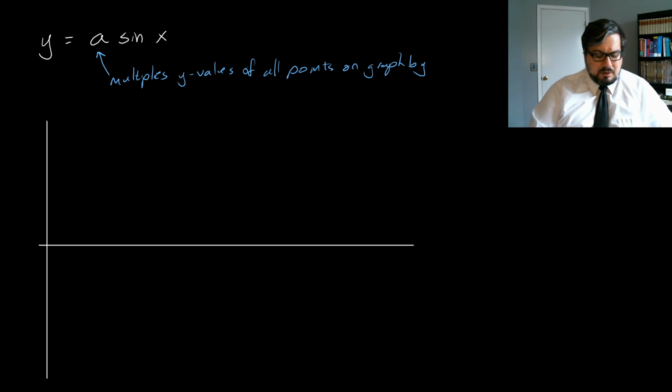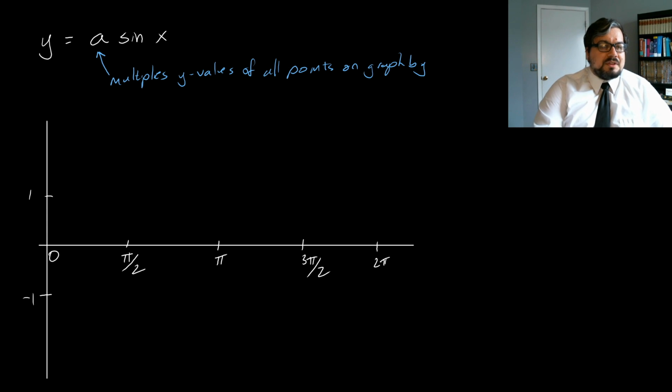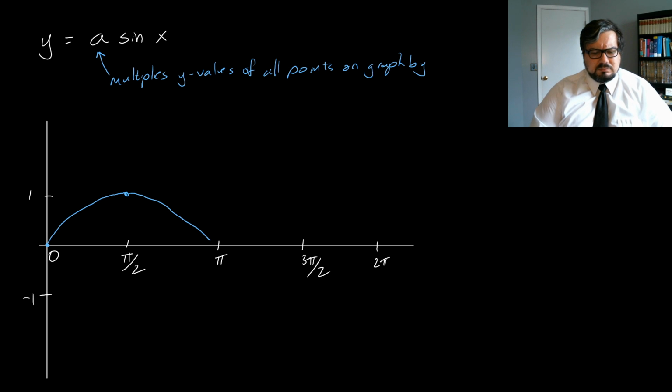All right, let me mark my points. 0 to 2 pi, pi over 2, 3 pi over 2, 1, -1. For the sake of example, I will start by just graphing out the normal sine function.